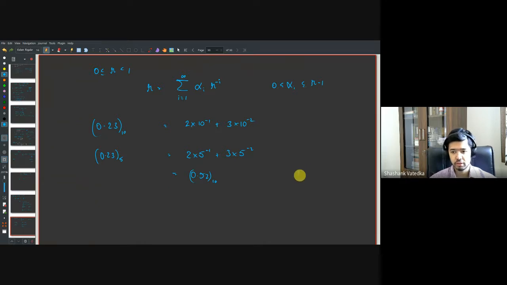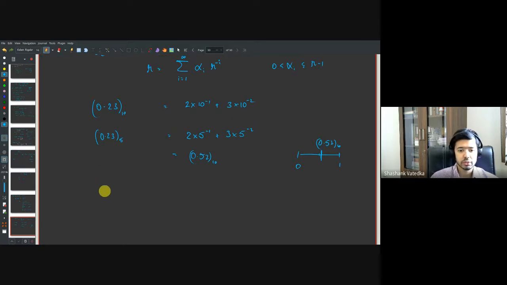If I take a point on the real line between 0 and 1, then the point that I have here would be somewhere just a little past the halfway mark. So this would be 0.52 in base 10, or it's the same as 0.23 in base 5. Okay, so now suppose I have, let's take 0.23 in base 10. Now I want to find the binary representation of this particular number, right? I want to convert this to base 2.